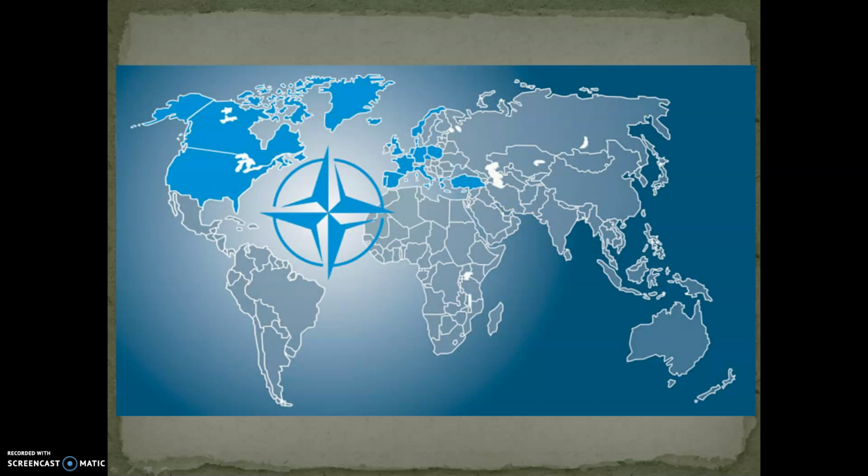The Soviet Union will then form the Warsaw Pact, which is another mutual defense pact of Eastern European countries with the Soviet Union at the head, sort of as a way to counter this.